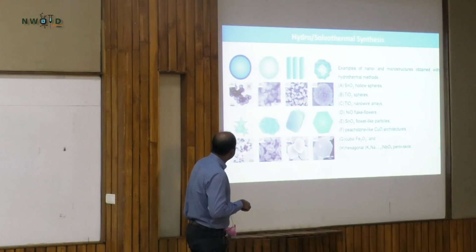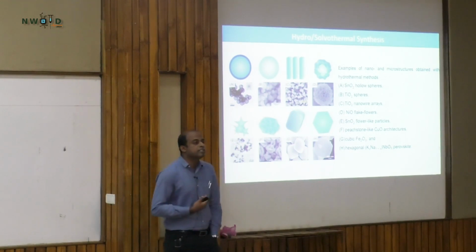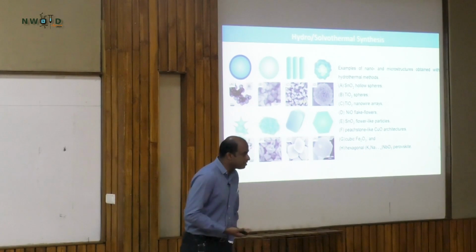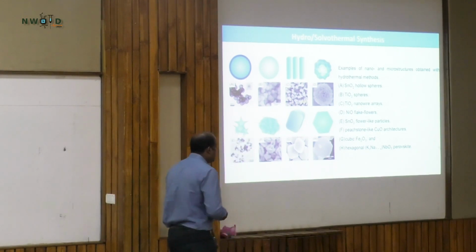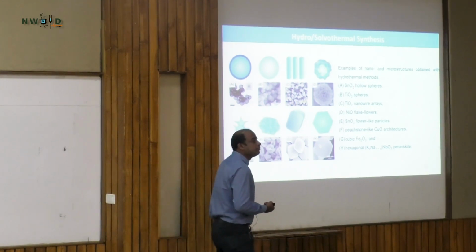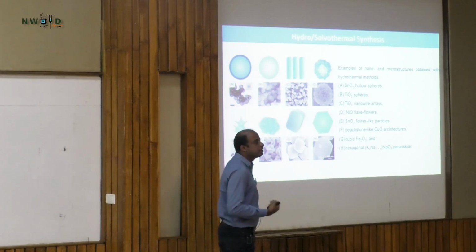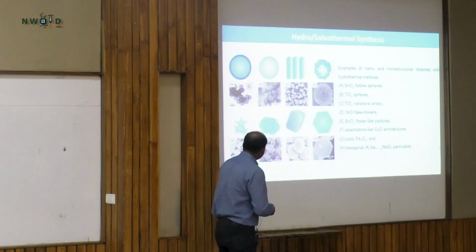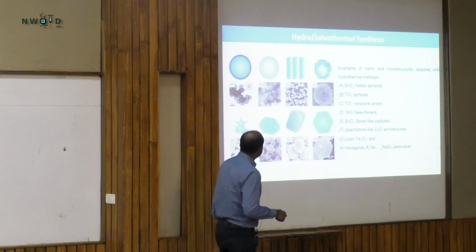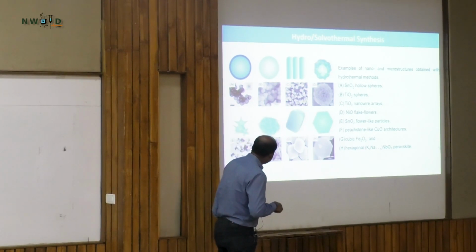You can see those flower-like particles. So automatically, when it's a flower-like particle, you have more surface area. We have published one paper, and it actually gave a better activity. Depends on the catalysis, it may not always, but you can control the surface area. You can see the copper oxide architecture here.